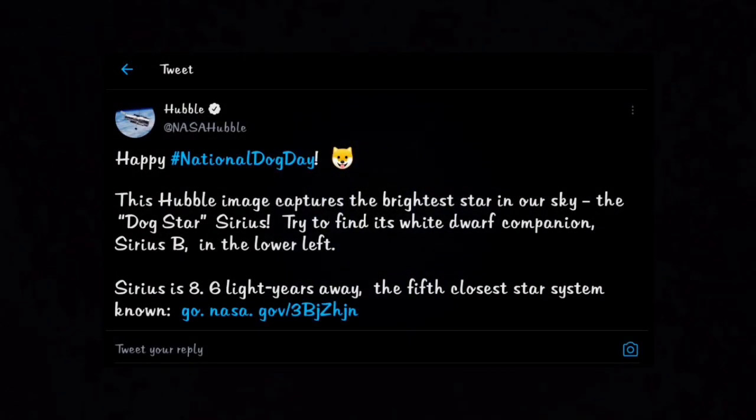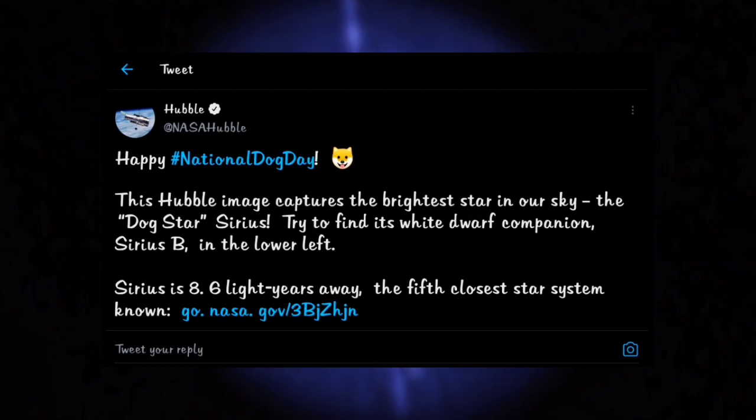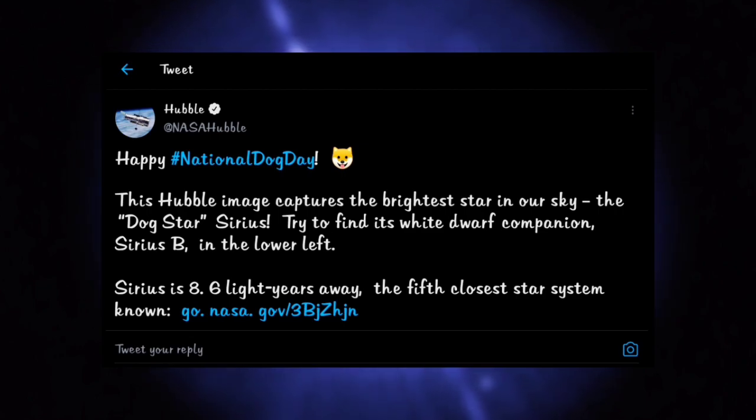Happy National Dog Day! This Hubble image captures the brightest star in our sky, the dog star, Sirius. Try to find its white dwarf companion Sirius B in the lower left. Sirius is 8.6 light-years away, the fifth closest star system known.